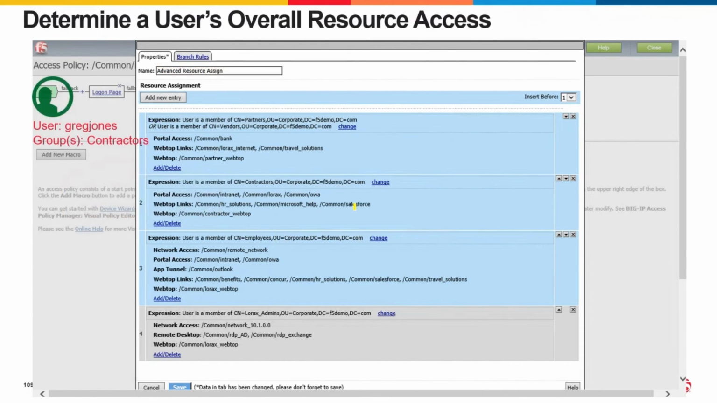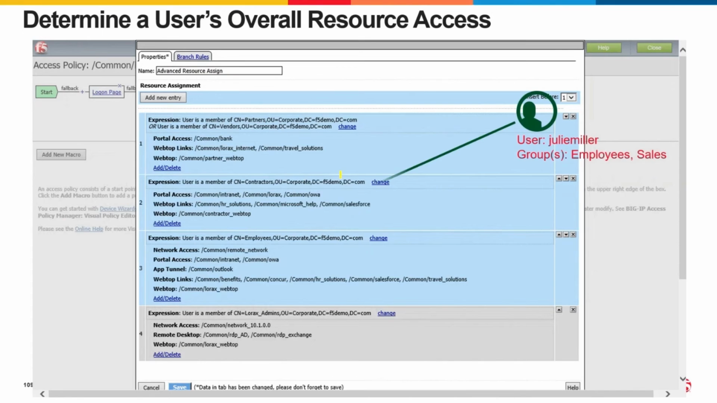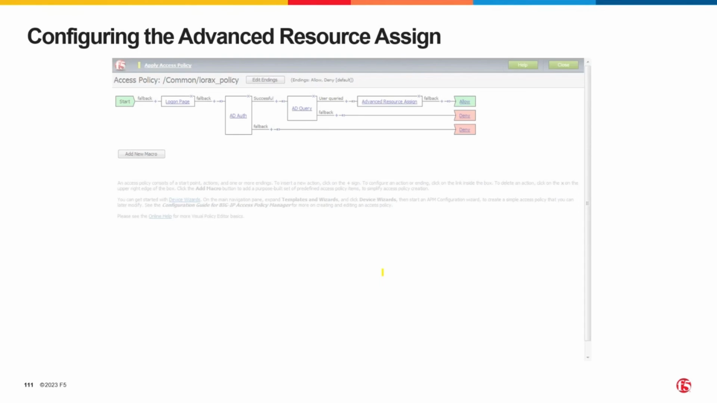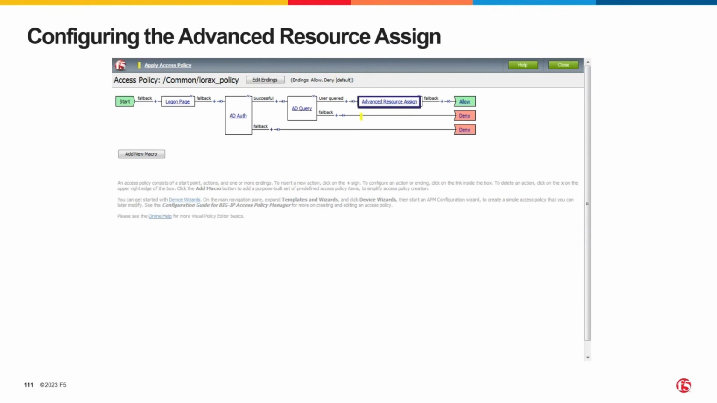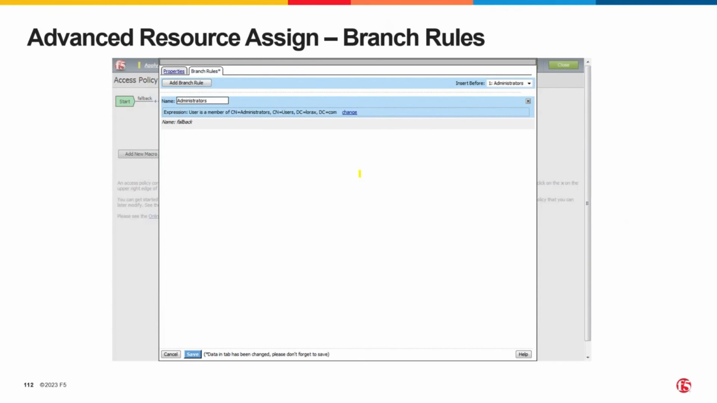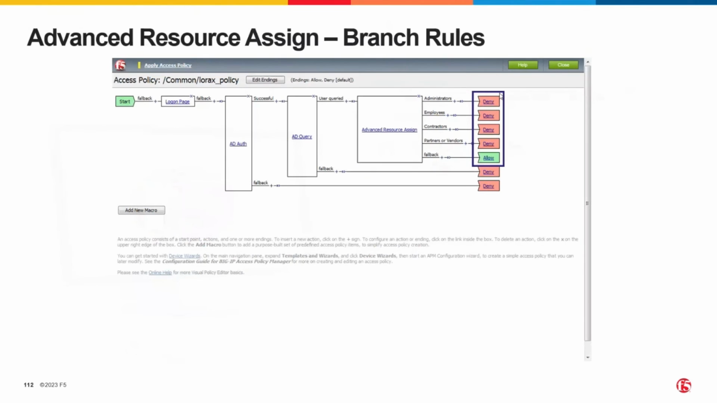Okay, so let's continue with this. Different resources for different groups of users. You will try to build something like this in the next lab. Okay, so this is the advanced resource assign built from scratch. Let me skip that. Okay, and at the end, of course, you will see something like this, depending on the branches.